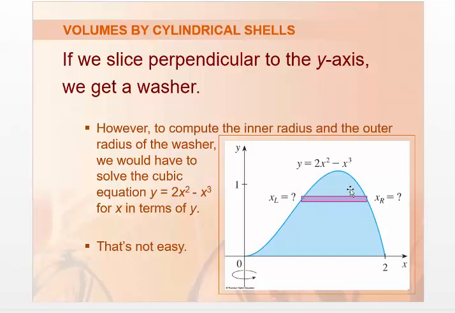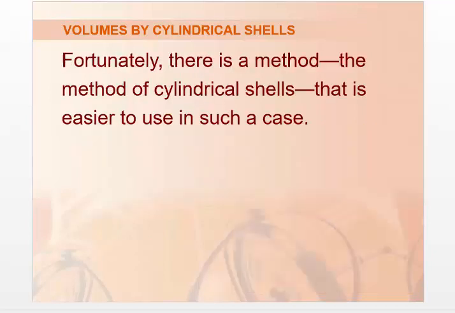Now notice what we're doing with the washer method: if we wanted to go around the y-axis, it would be a perpendicular rectangle. So the idea is, maybe instead of using a perpendicular rectangle to go around the y-axis, what if we used a parallel rectangle? So it was vertical instead of horizontal. Fortunately, there is a method. It's called the method of cylindrical cells that is much easier to use in this case.